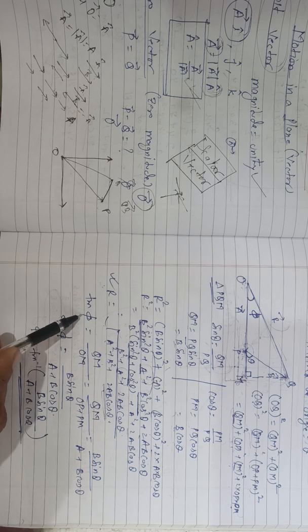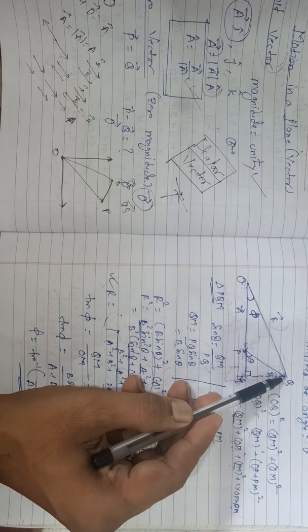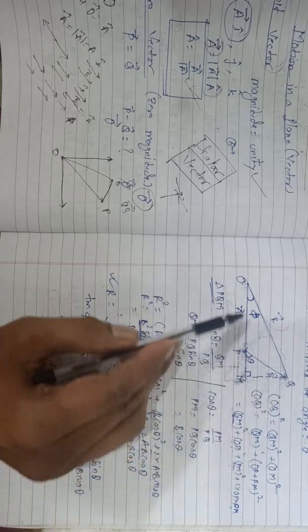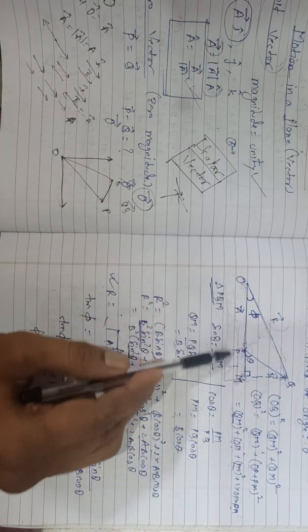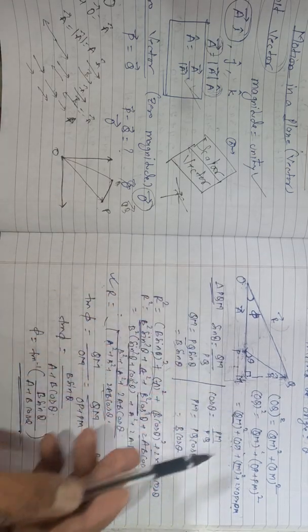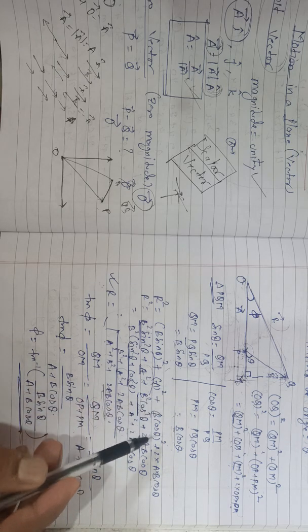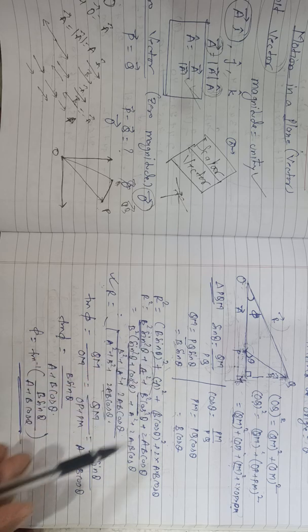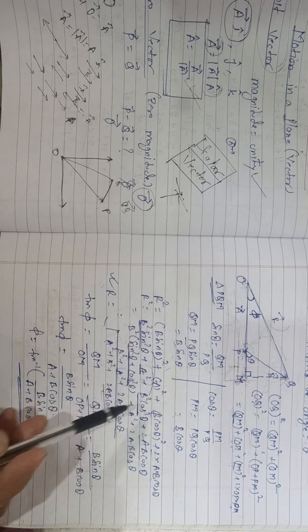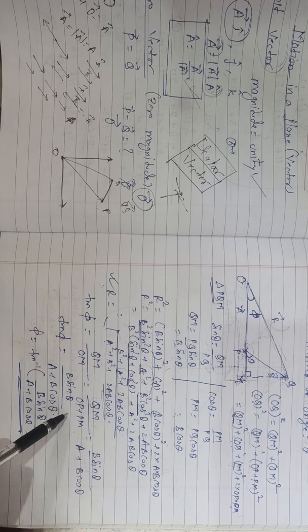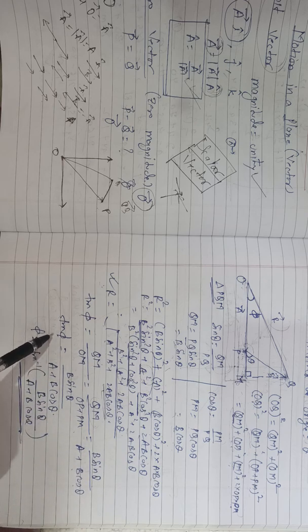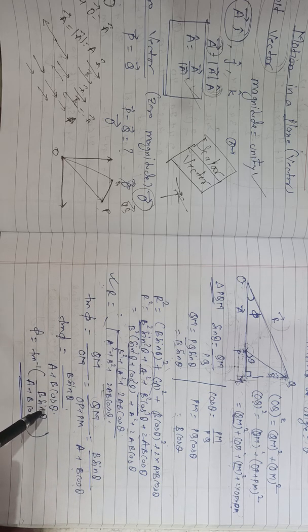If we find tan phi, what will we get? We'll get perpendicular by base, that is QM by OM. Now OM can be further divided into OP plus PM. So QM by OP plus PM. QM, we got it here, is B sin theta. Then OP is A and PM is B cos theta. So therefore tan phi will be B sin theta by A plus B cos theta.